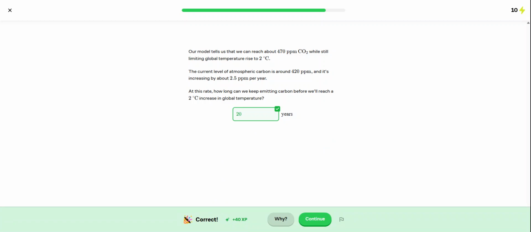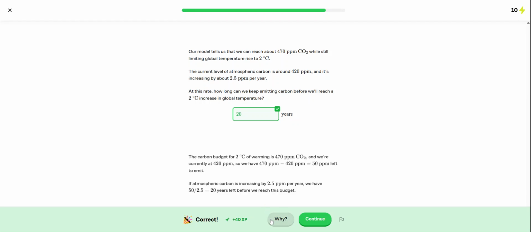Oh yes, I had to go through several attempts here. Sorry about that. Let's click the reasoning. Budget for 2 degrees is 470, and we're at 420, so the difference is 50 parts per million. Divide by 2.5 parts per million per year, so exactly 20 years left before we reach this budget. So too many years means we'd already run out of budget. Sorry for my miscalculation. It should be 20 years, the best approximation value. Alright, let's click continue.